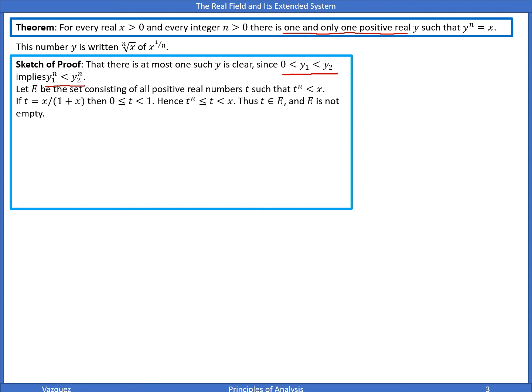Okay, well, this here comes from a clever mathematician, but it's just saying, hey, if t is less than 1 and greater than or equal to 0, well then t to the n, since n is greater than 0, is less than or equal to t, and t is less than x, right, by this equation over here. So therefore, t is in E, and E is not empty, right? Because there exists a real number t such that this is true.